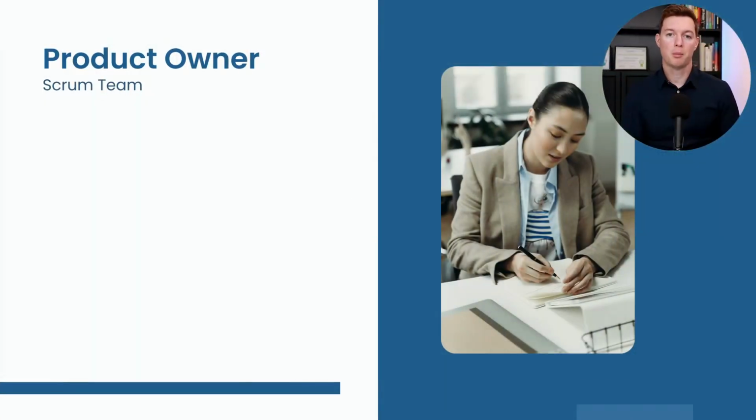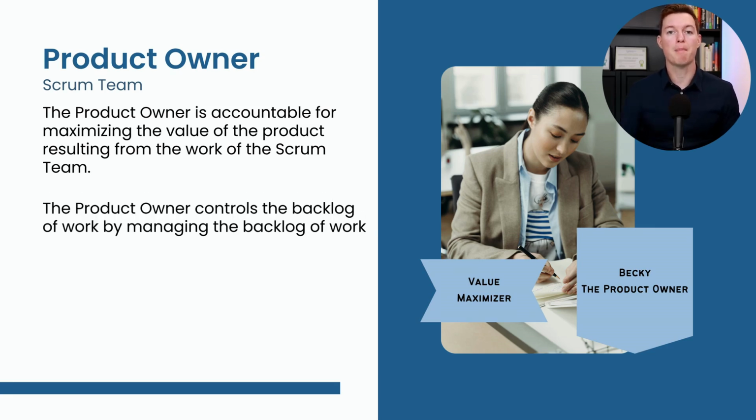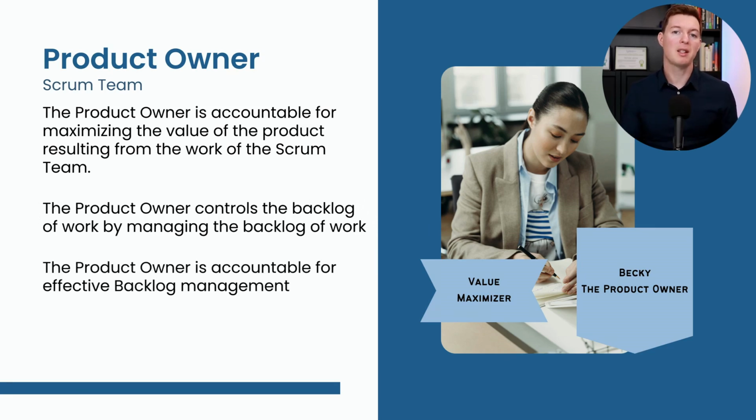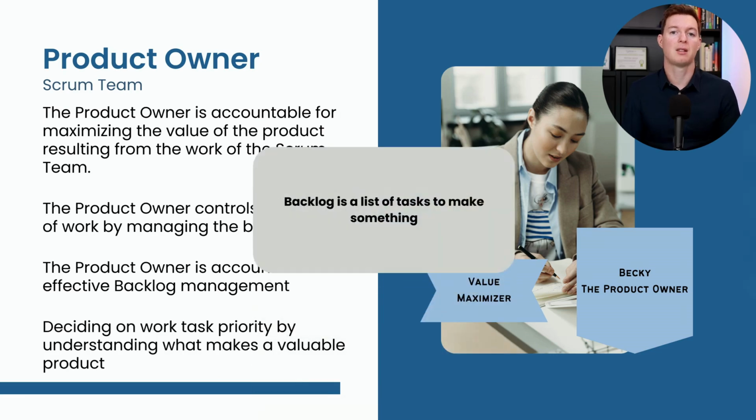You inform Becky that she is the product owner. The product owner is accountable for maximizing the value of the product. The product owner is a value maximizer. I bet you'll get tested on that. The product owner controls the value of the product by managing the backlog of work, which basically means that the product owner is the one who decides what work tasks are important, using their understanding of what makes a valuable product for the customer. We'll cover the product backlog in detail later. For now, just think of it as a list of tasks that need to be done to make the website.